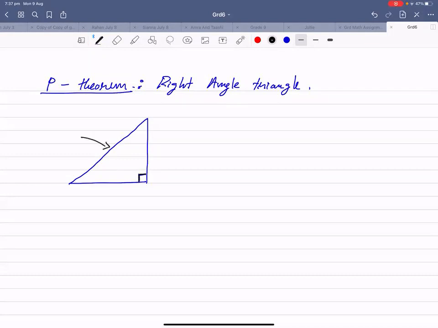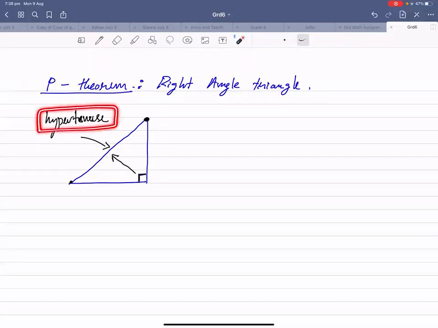The side in front of the 90 degree, that means this. The side in front of the 90 degree, that is this. Okay, that is called hypotenuse. Right? That is called hypotenuse. This is just a word, right? Hypotenuse.